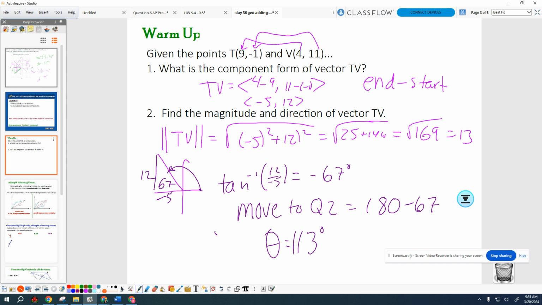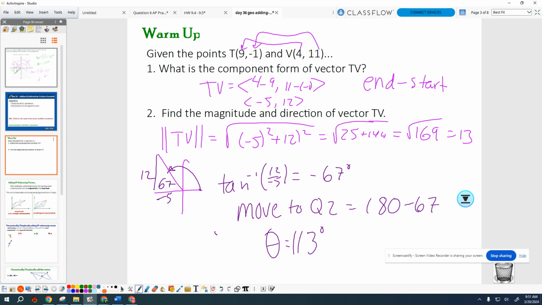Some people are saying subtract the angle. It depends on what quadrant you're in. So that's why I asked what quadrant this vector, 12, negative 5, takes us to. So the negative 5 moved us to quadrant 2 or 3, and then we went up, so we went to quadrant 2. So you do the angle, tan inverse.